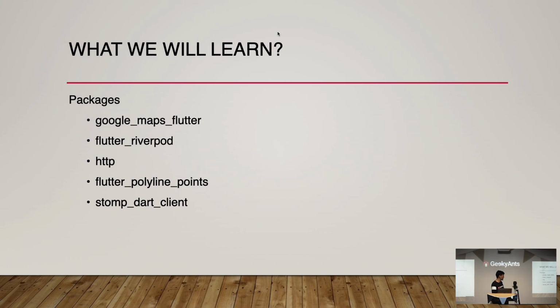Then we have HTTP, I think everyone knows, to make network calls. And then we have Flutter polyline points, which can draw the line. If we have two locations, we need to draw the path, right? For that we'll be using Flutter polyline points. And the last one, stomp_dart_client, to communicate between the Flutter app and a WebSocket, right? Either you can do all the work by yourself, or we can use a package like stomp client to communicate between the Flutter app and the backend tool, that is Spring Boot, right? So we'll be using these three, four, five packages to make it work.